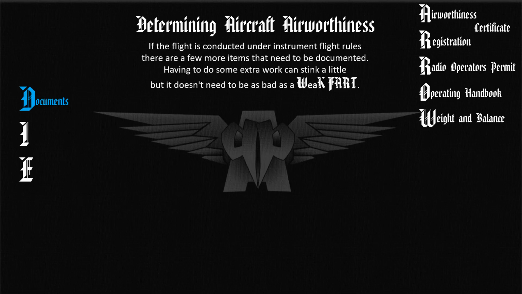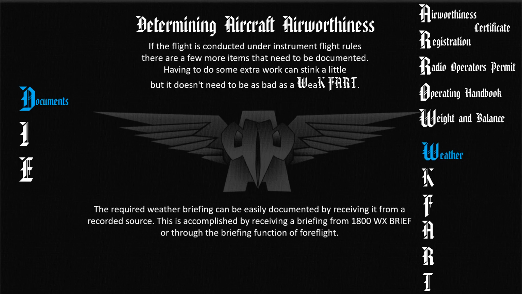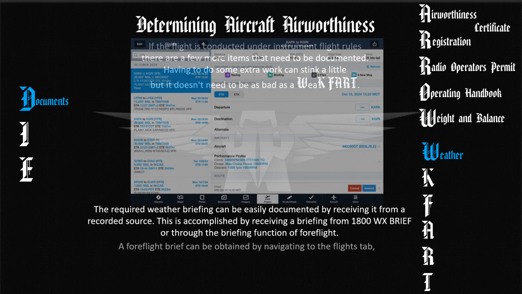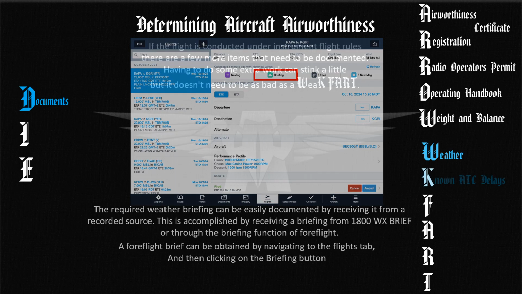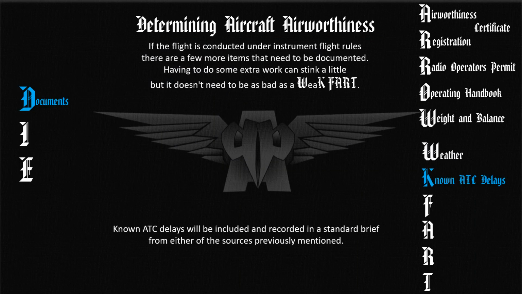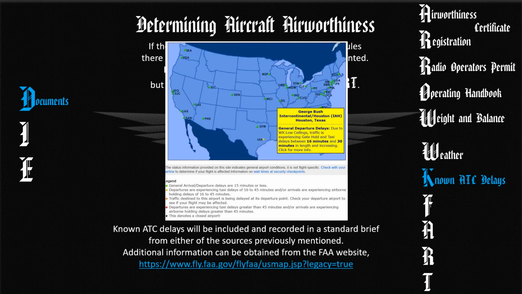If the flight is conducted under instrument flight rules, there are a few more items that need to be documented. Having to do some extra work can stink a little, but it doesn't need to be as bad as a weak fart. The required weather briefing can be easily documented by receiving it from a recorded source. This is accomplished by receiving a briefing from 1-800-WX-BRIEF or through the briefing function on ForeFlight. A ForeFlight brief can be obtained by navigating to the Flight tab, then clicking on the briefing button. Known ATC delays will be included and recorded in a standard brief from either of the sources previously mentioned. Additional information can be obtained from the FAA website shown below. However, viewing this website is not recorded and thus is informational only.